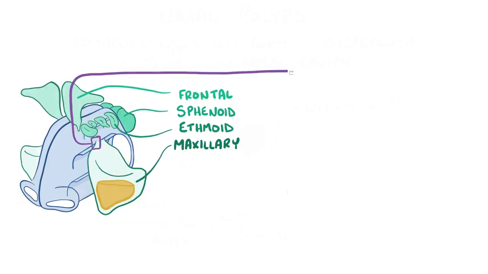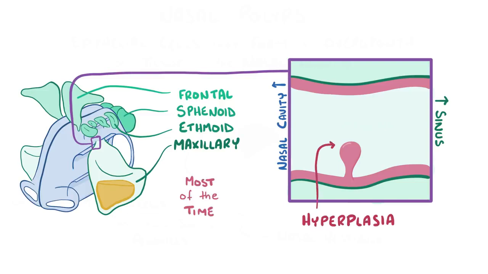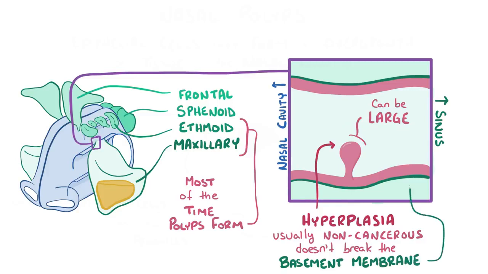Nasal polyps develop when epithelial cells that line the respiratory region simply overgrow, a process called hyperplasia. Most of the time, one or more nasal polyps forms in the maxillary or ethmoid sinus. Nasal polyps can get large, the size of a pea, but they're usually non-cancerous, meaning they don't break through the basement membrane of the epithelium.